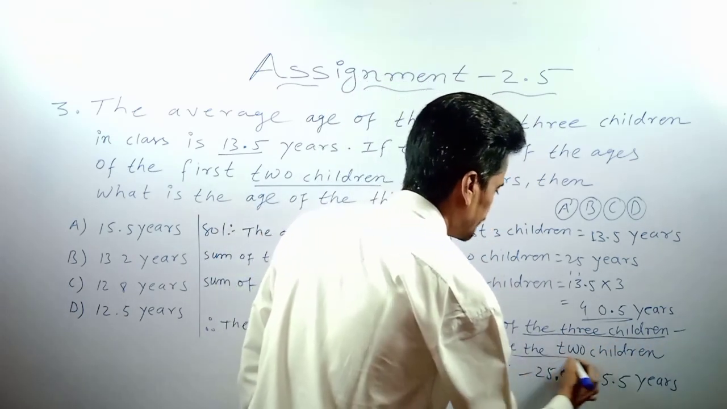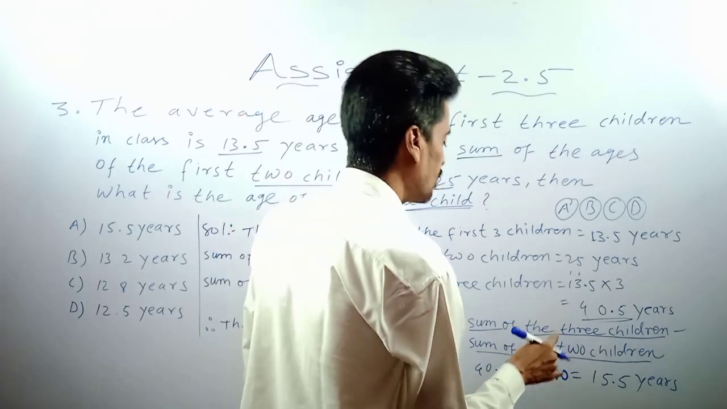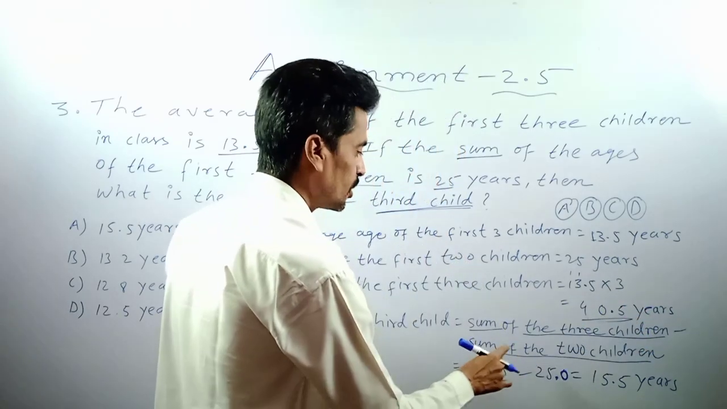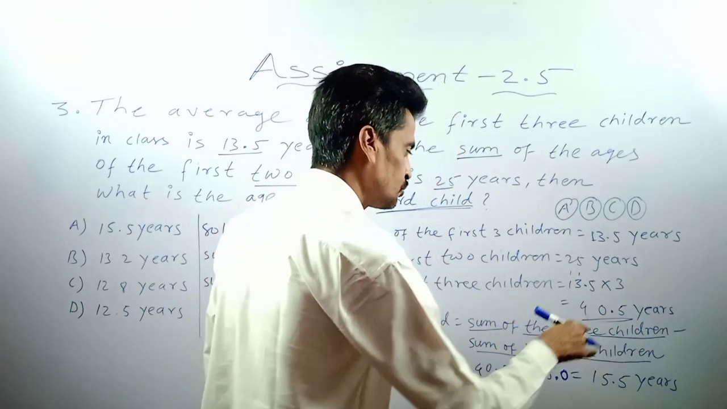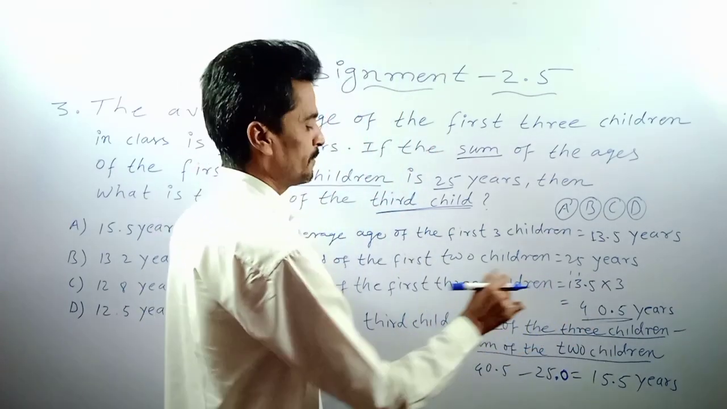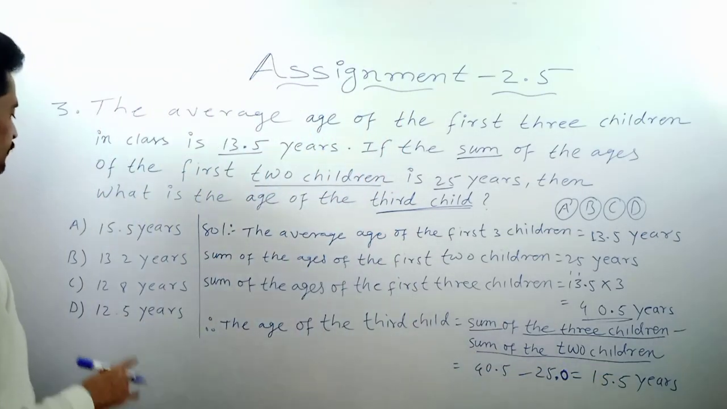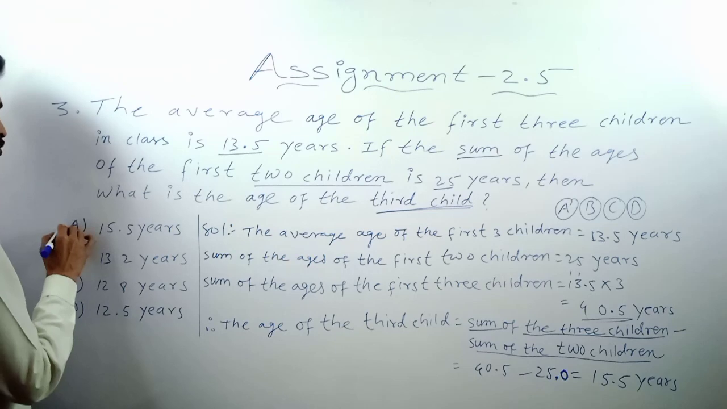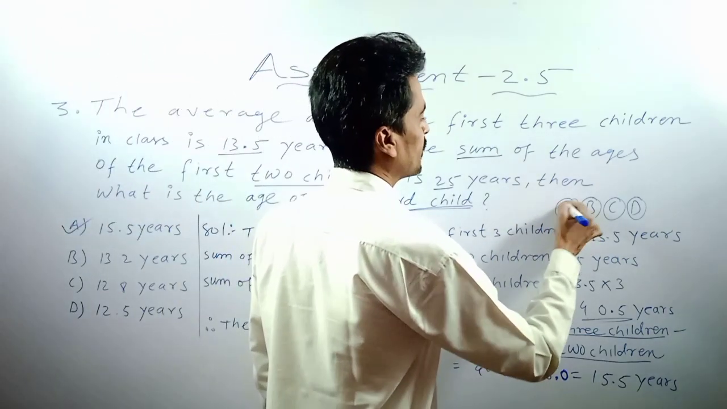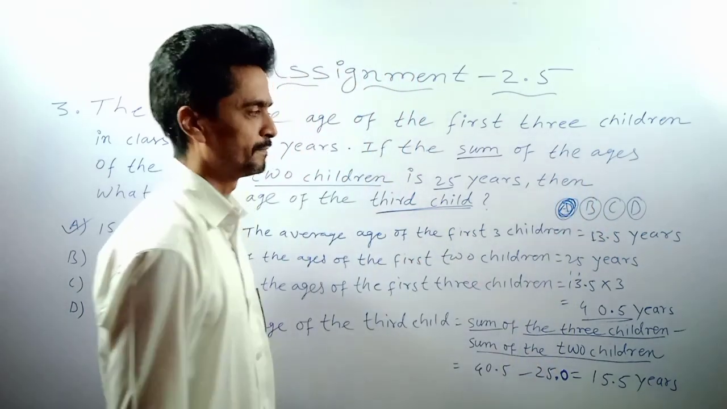Here I have written in shortcut. What should be here? Sum of the ages of the first three children minus sum of the ages of the first two children. Like this we need to write, but I have written it in short form and the answer is 15.5 years. Let's see where 15.5 years is: option number A. That's why I have colored option number A very well. Why? Because it is our correct answer option.